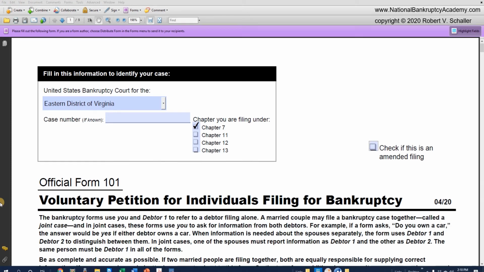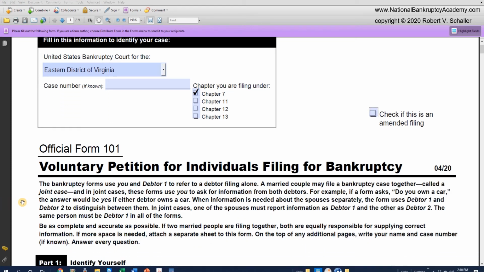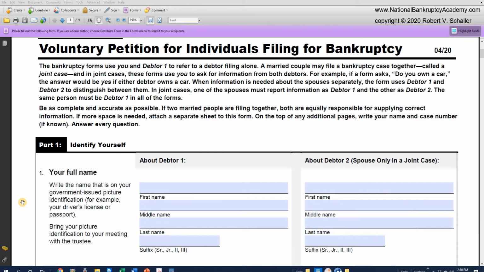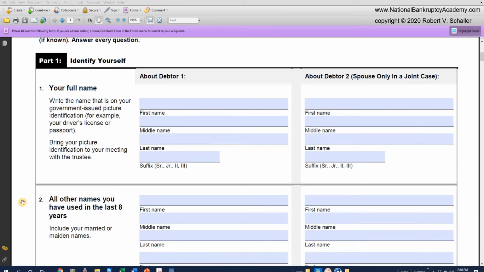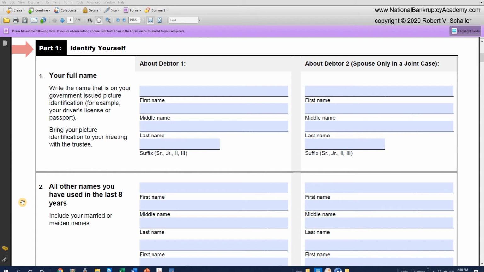Now let's move down the form to Part 1. Part 1 is titled "Identify Yourself." And if you'll notice, there are 2 columns. One says "About Debtor 1," and the second column says "About Debtor 2." Throughout these forms, we're going to distinguish between Debtor 1 and Debtor 2 depending on the portion of the form.